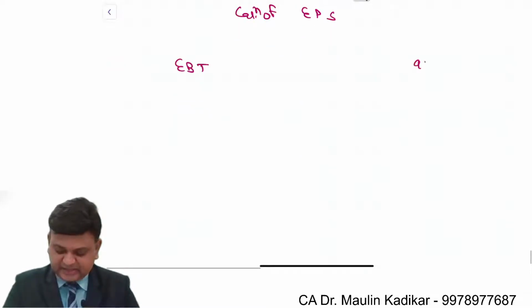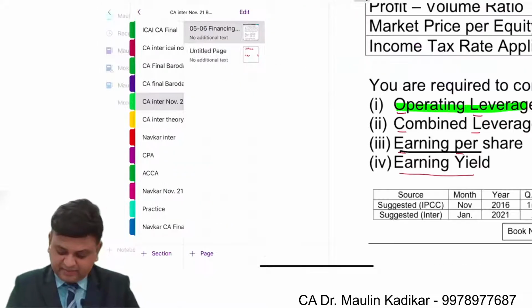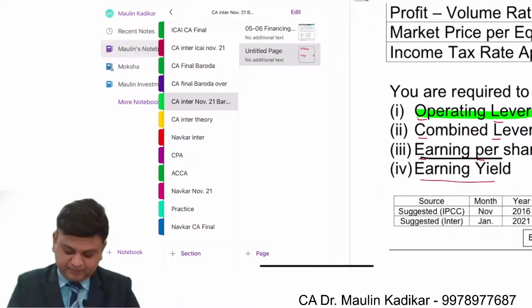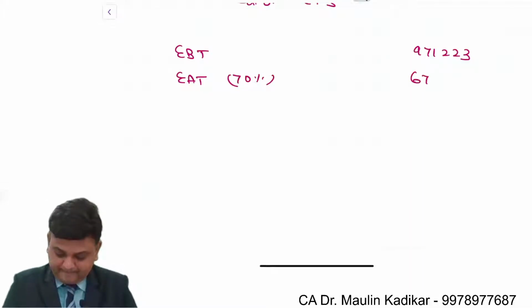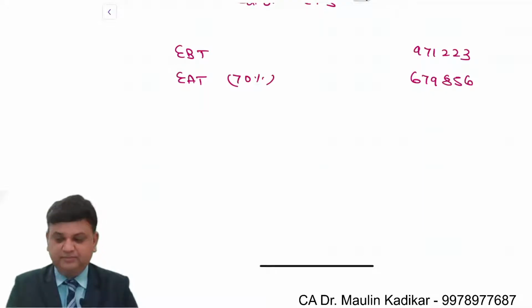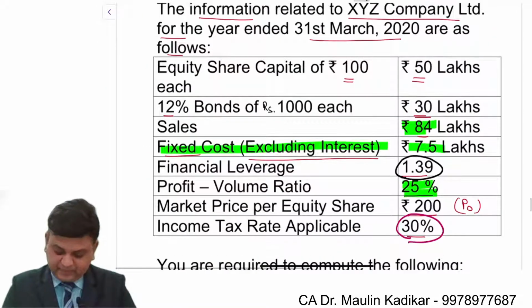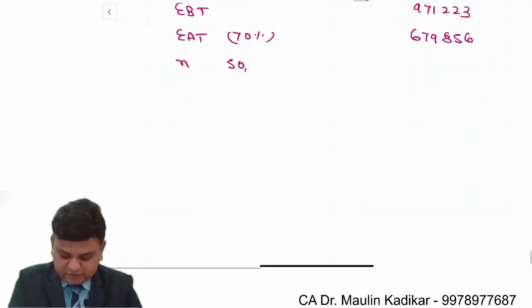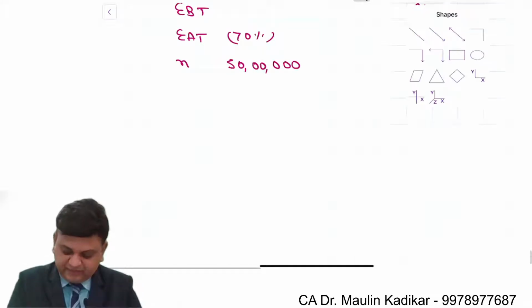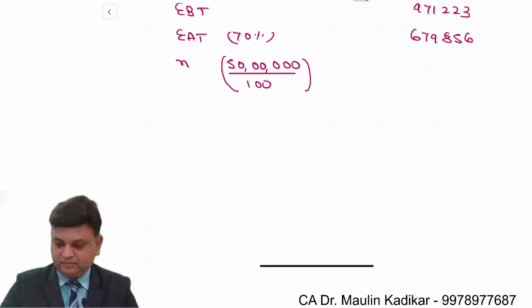Earning before taxes 971,223. Earning after taxes. Income tax rate is given to us in the question as 30%. So earning after taxes is 70%. 971,223 into 0.7. So 679,856. No preference unit information is there. Divide by number of equity shares. Share capital is of 50 lakhs and face value is 100. So it is 50 lakhs divided by 100. So the answer comes to 50,000.